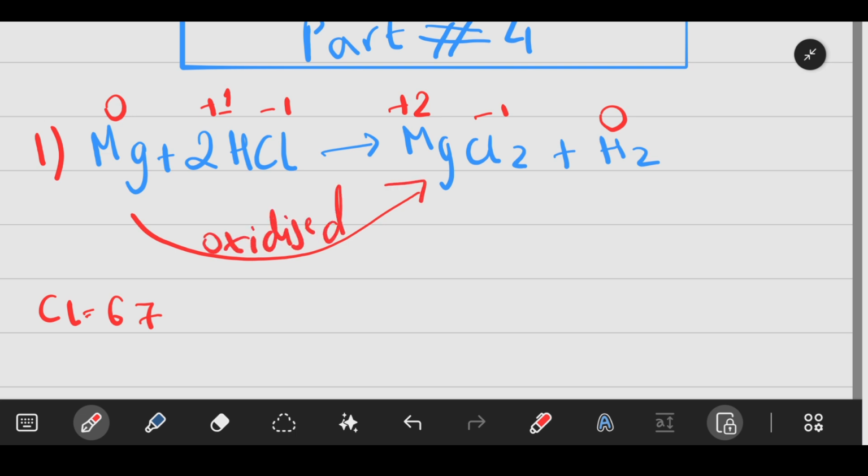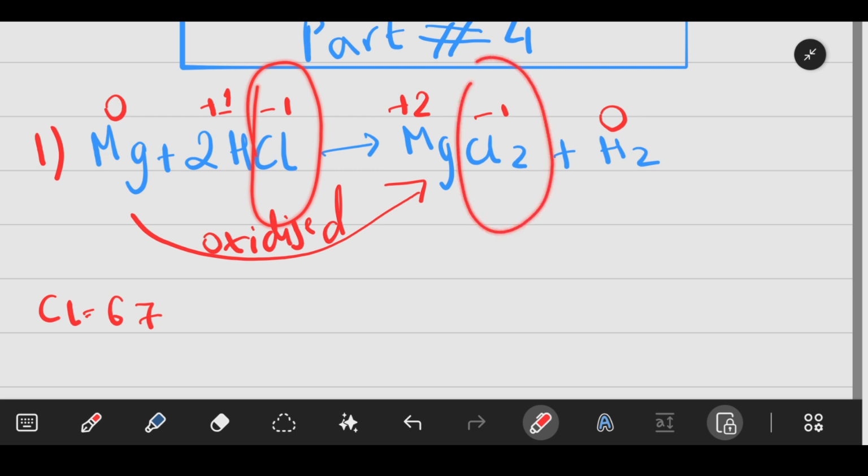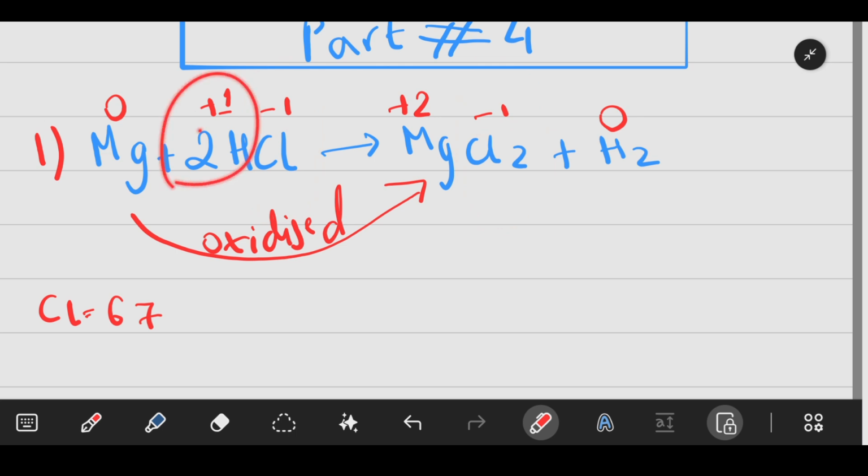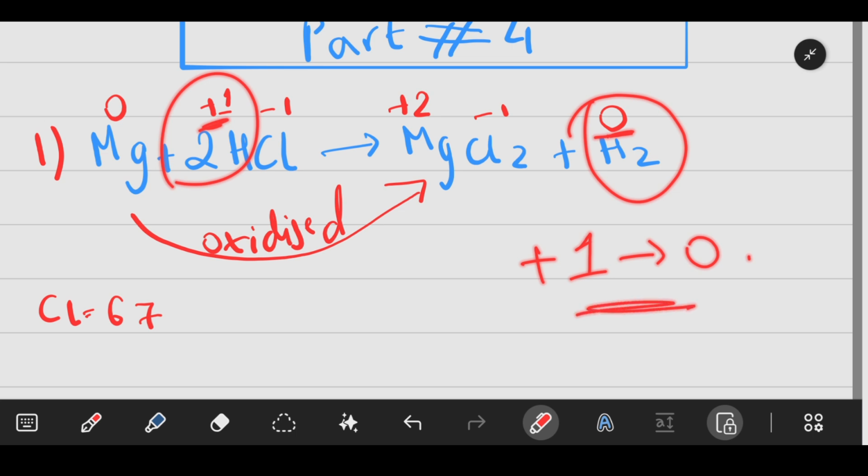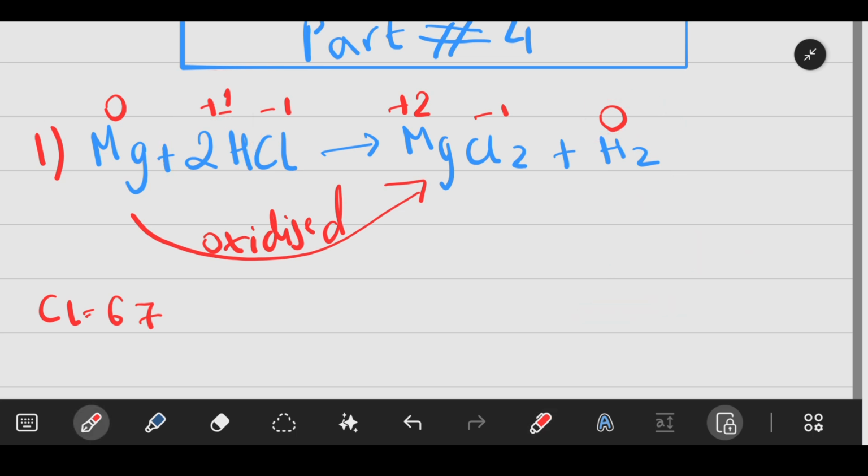As for what is being reduced, first I would isolate the same element on both sides. First, let's go to chlorine. Because chlorine is unchanged on both sides, it has a -1 and it is a -1 over here. It is not going through either reduction or oxidation, so we will just leave chlorine as it is. Next, we move on to hydrogen. Hydrogen has a +1 over here and a 0 over here. Because it's going from +1 to 0, it is decreasing, right? So we can say that hydrogen is being reduced because there is a decrease in oxidation number happening.